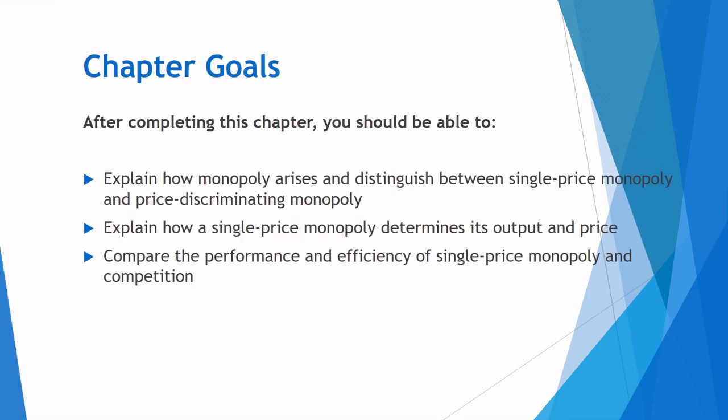Goals. After completing the Monopoly chapter, you should be able to explain how monopoly arises and distinguish between single-price monopoly and price-discriminating monopoly. Explain how a single-price monopoly determines its output and price. Compare the performance and efficiency of single-price monopoly and competition.